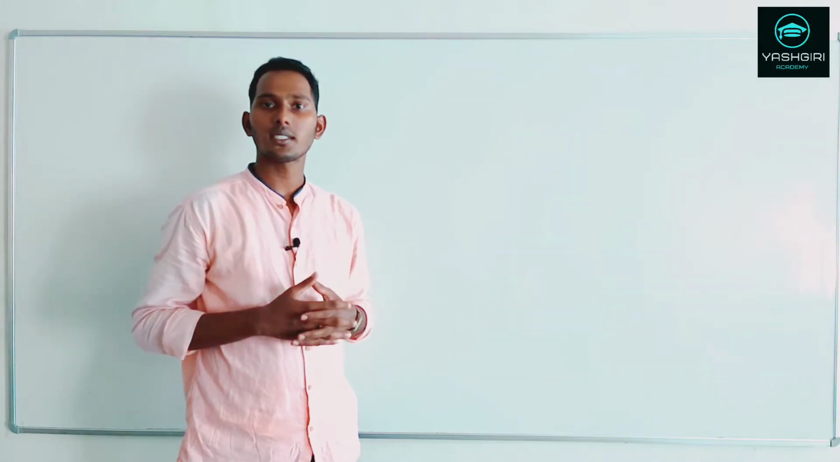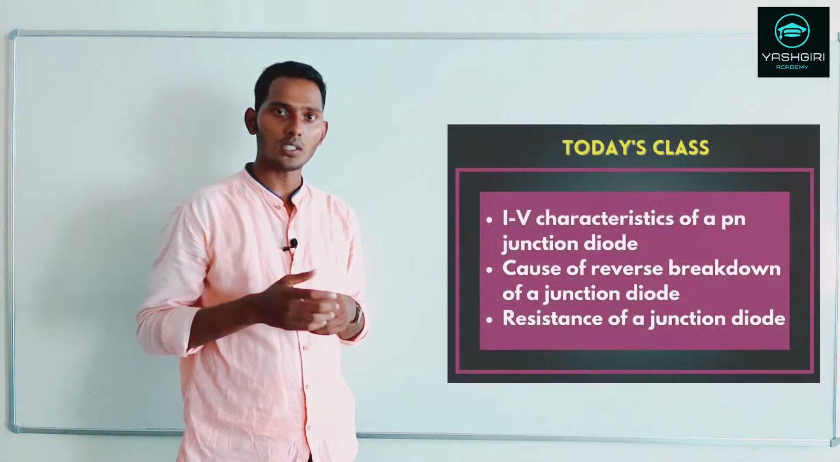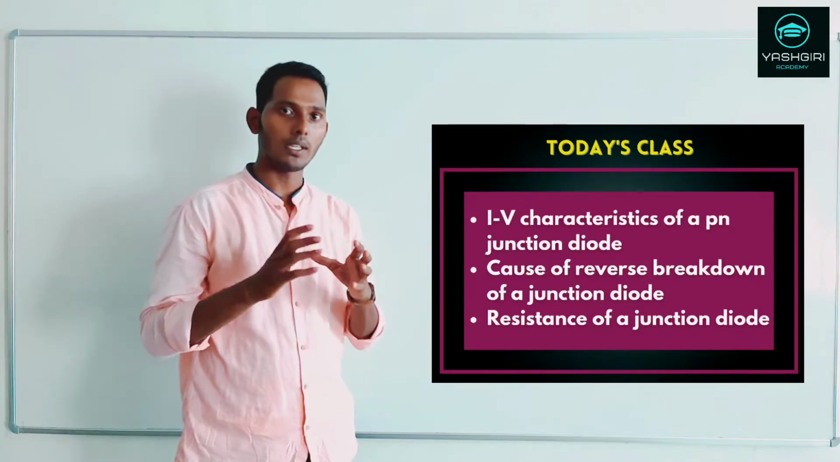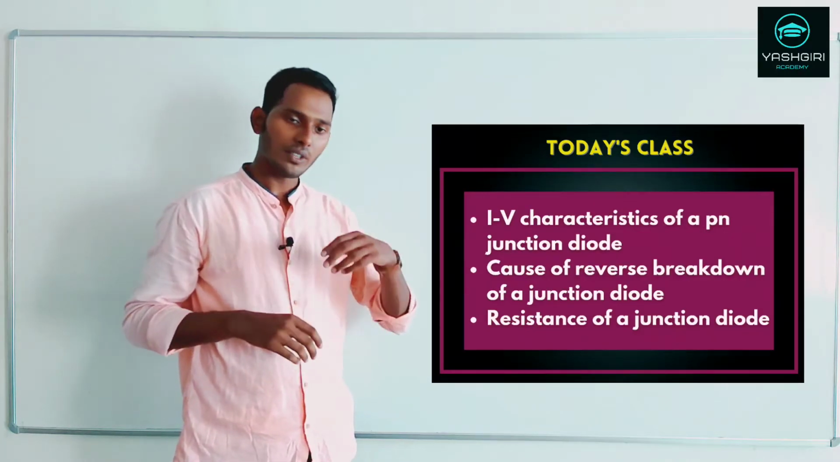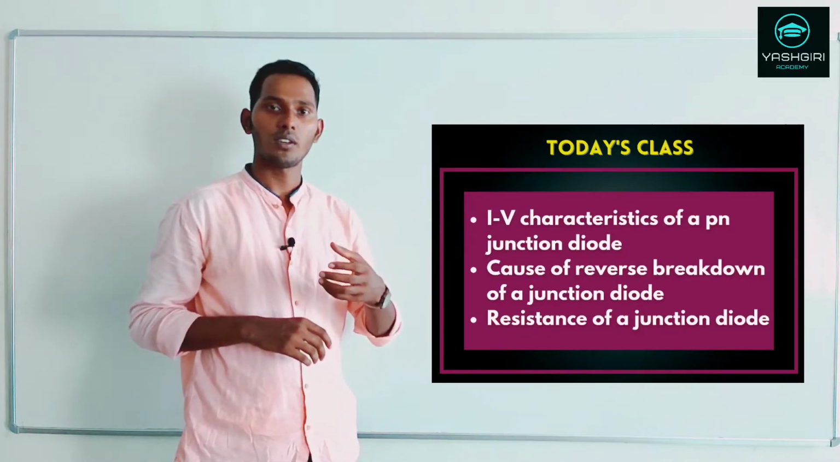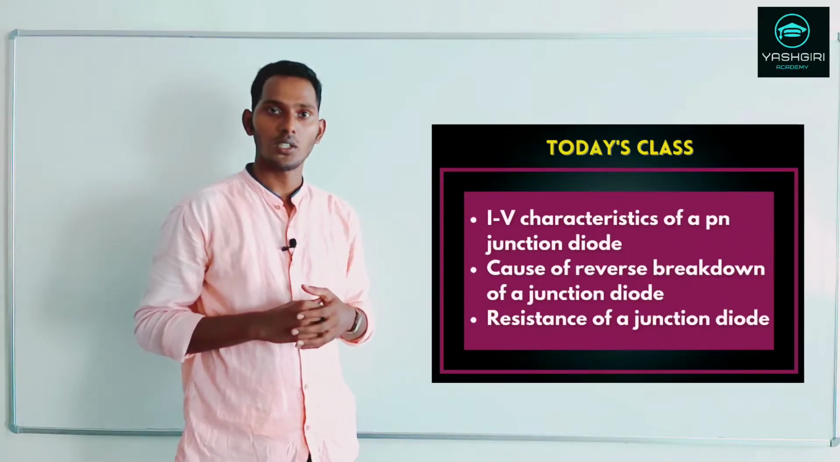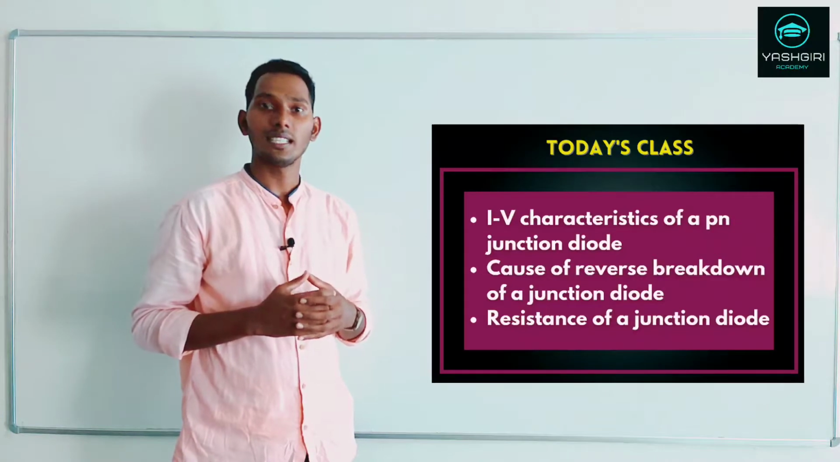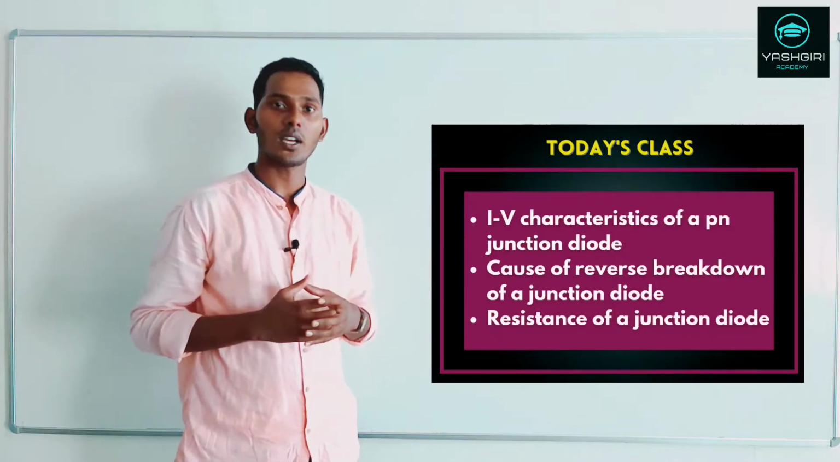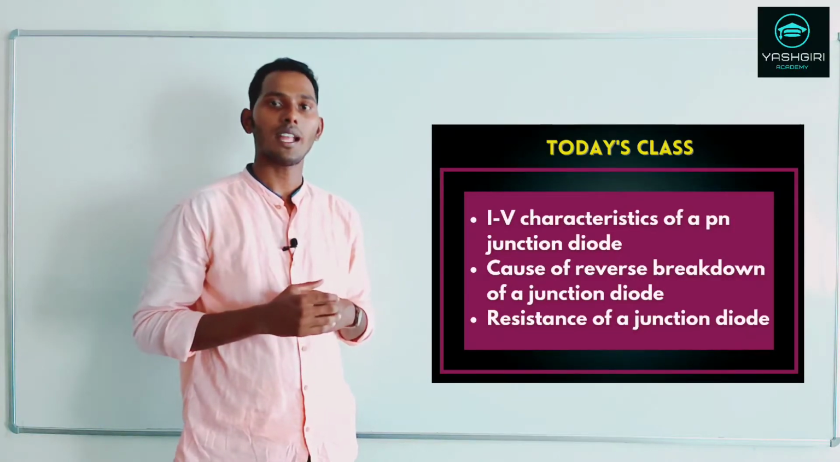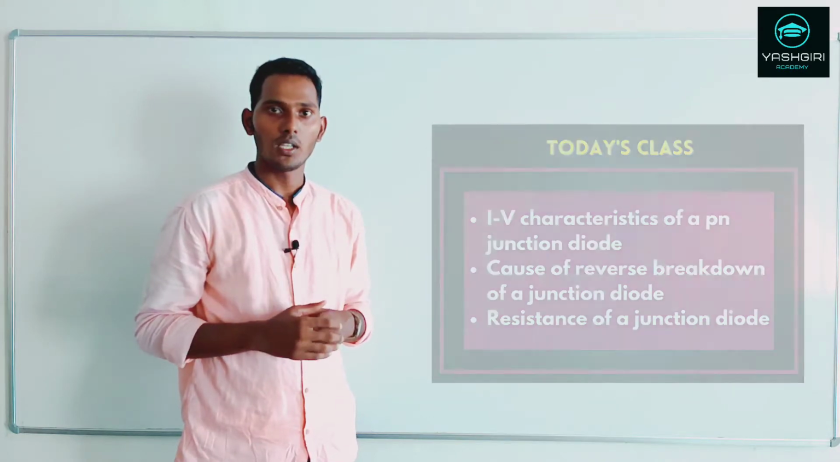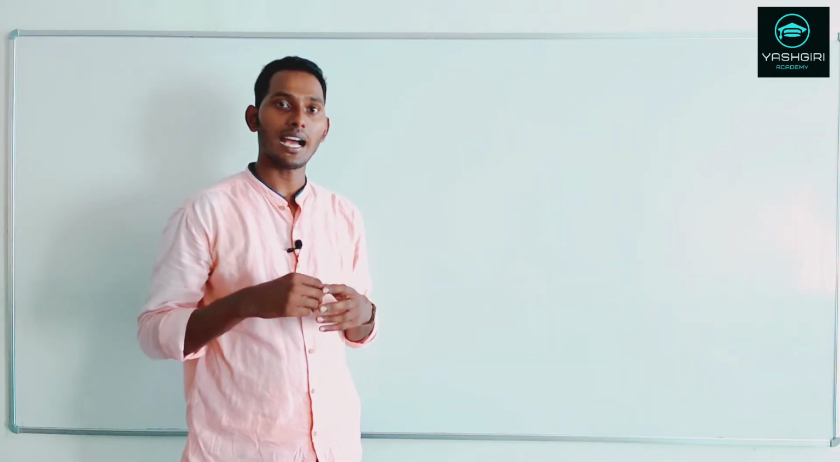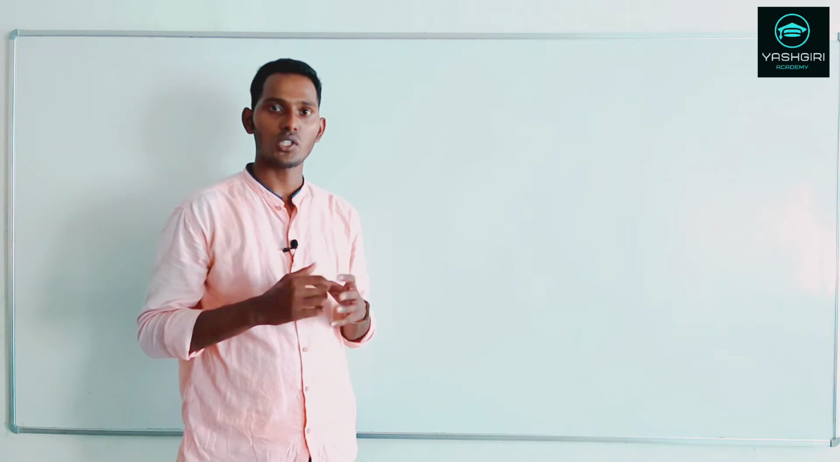Now, in today's class, we will try to plot the IV characteristics for a p-n junction diode. And then we will also see the cause for the breakdown of the junction during the reverse biasing mode. And at the last, we will see the resistance of a junction diode in both the modes, forward as well as in the reverse biasing mode. So let's get started with the IV characteristics for a p-n junction diode.